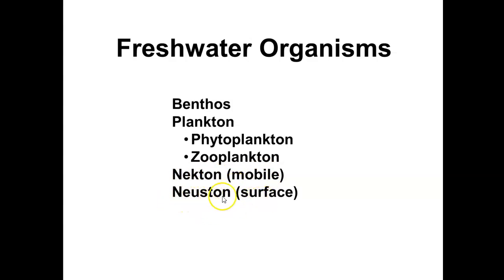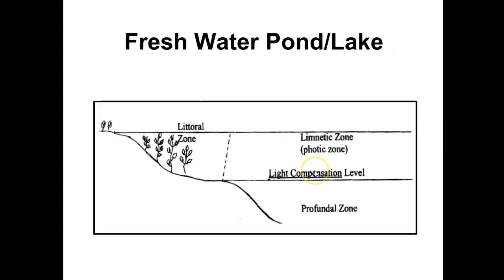And then neuston is a specific name for things that live right on the surface. Primarily, let's just remember benthos, plankton, and nekton. Those are the three terms you really want to pay attention to. Benthos on the bottom, nekton that can move, plankton on the surface, that are moved around by the water without much control over it. So some things that are important.